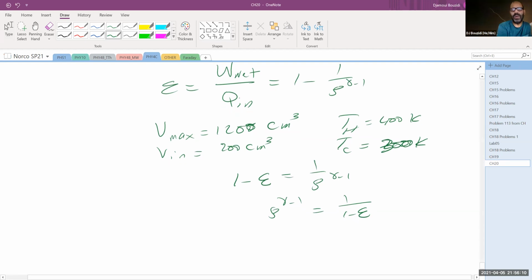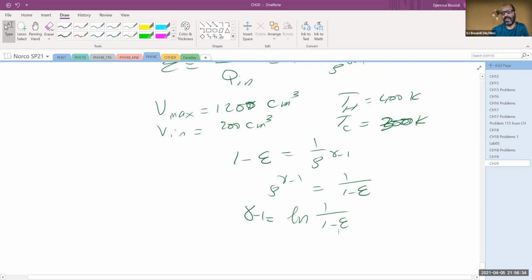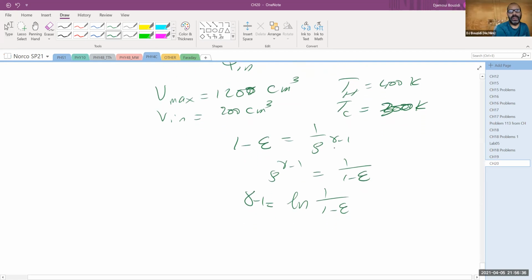In other words, gamma minus 1 is going to be ln of 1 over 1 minus epsilon. And this whole thing is going to be positive. Again, because epsilon is less than 1, when you subtract it from 1, it's going to be less than 1. 1 over a number that's less than 1 is going to be more than 1. So this is going to be more than 1 when you do the calculation. I mean, positive, I should say, not negative, positive. Not necessarily more than 1, but positive for sure.